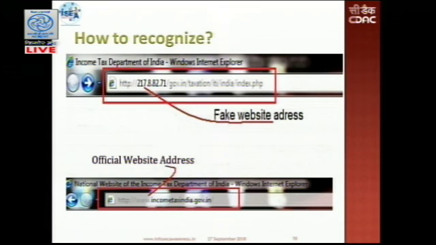And the second thing is, you have to check the official website with the proper spelling. Like you can see, incometaxindia.gov.in. We have the exact spelling, spelled properly, so that you can verify it. And as I said, there should be a specific protocol called HTTP or HTTPS, which is a secured one, so that you can verify whether it is a fake one or an original one.